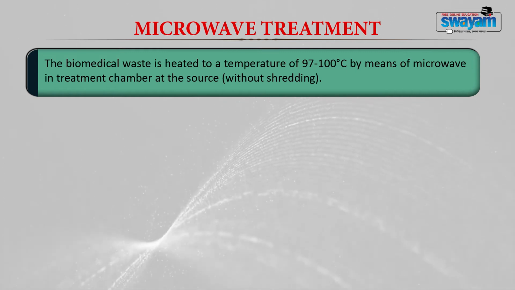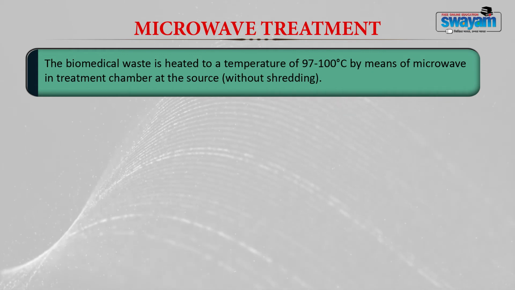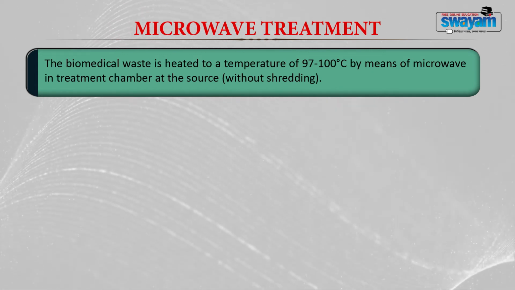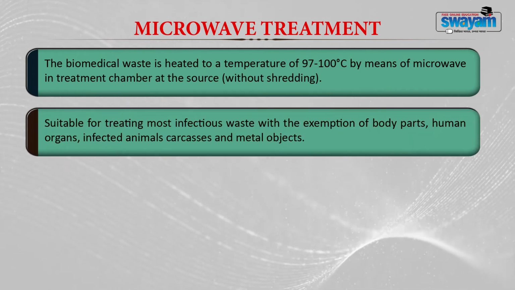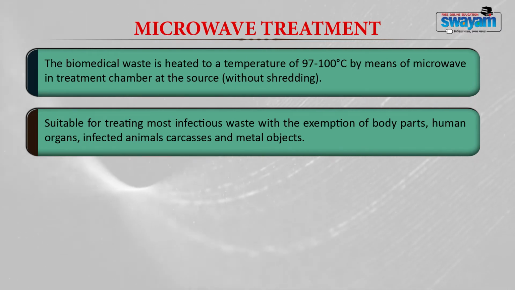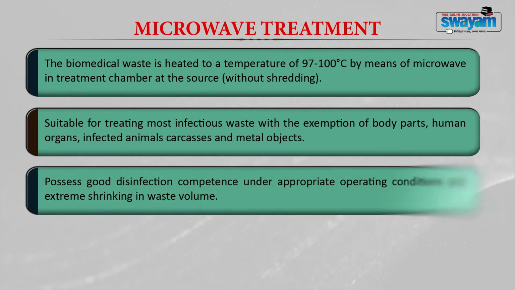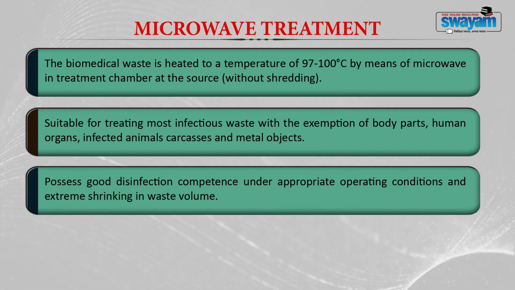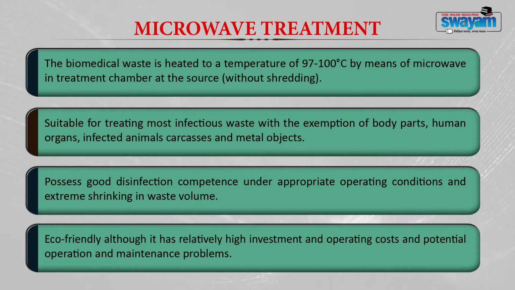So, biomedical waste can be heated at a temperature of 97 to 100 degrees Celsius in a closed chamber using microwave. They are generally suitable for treating most infectious waste, with an exemption for body parts, human organs, infected animals, their carcasses and any other metal objects. This microwave treatment generally possesses good disinfection competence, just like your incineration process, but under certain operating conditions. Generally, they cause extreme shrinking of your waste. The waste volume gets reduced drastically. They are eco-friendly, although they have relatively high investment and operating costs.